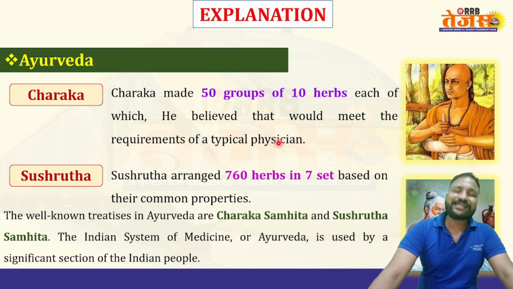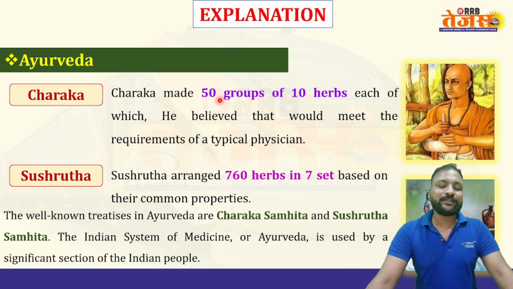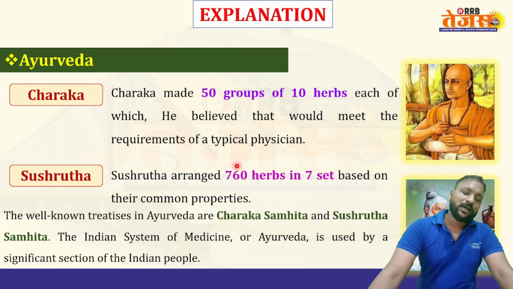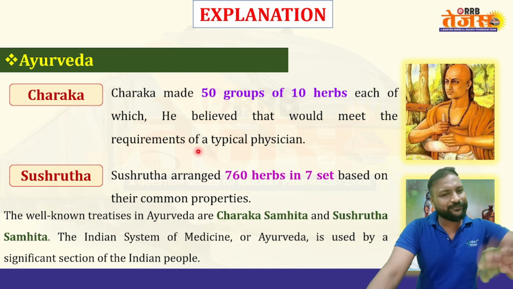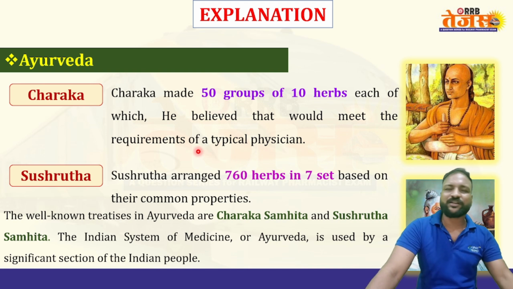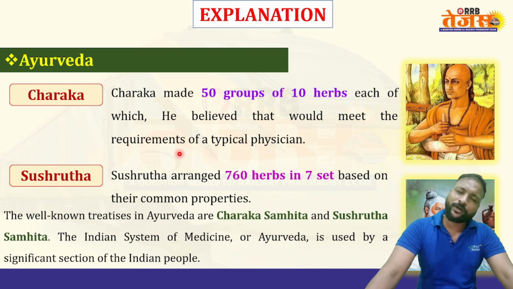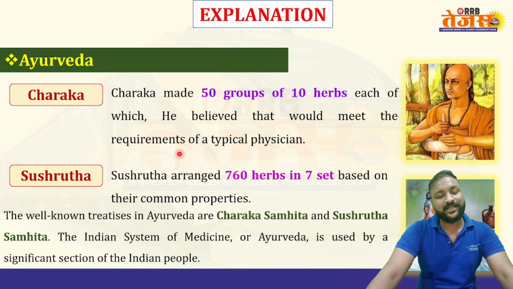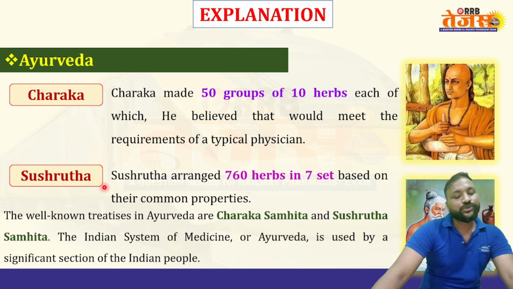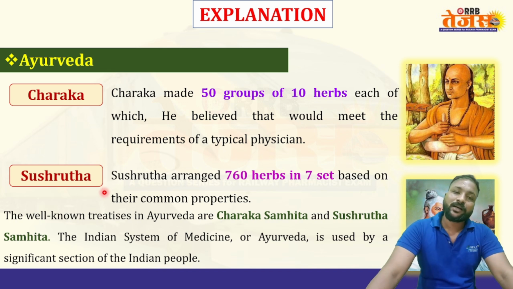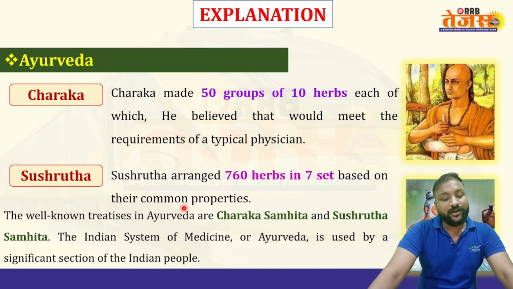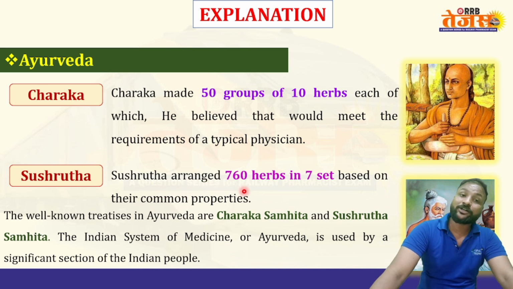So he wrote a book called Charaka Samhita, which is nothing but 50 groups of 10 herbs for a typical physician. That is helpful. The Charaka Samhita is a good scripture especially for the general physician. Whereas Sushruta wrote a book called Sushruta Samhita, in which he arranged 760 herbs in 7 sets based on their common properties.